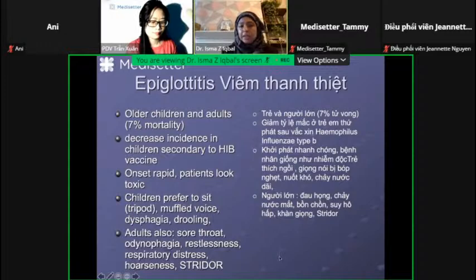So, epiglottitis occurs usually in older children and adults, and it does have a 7% mortality, so it's something that you should recognize early and treat urgently.